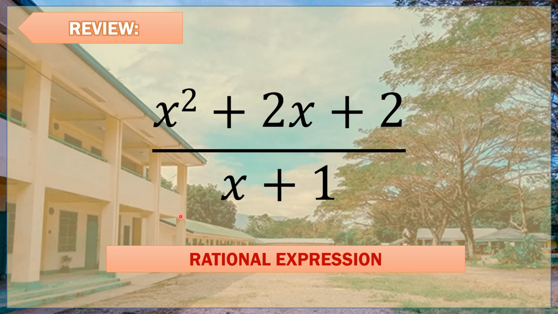And it is required that the numerator, the denominator, or both have a variable. Our numerator has an x, and our denominator also has an x. So, the numerator and denominator have variables. Okay? That satisfies the characteristics of rational expressions. That is the reason why this example is a rational expression.